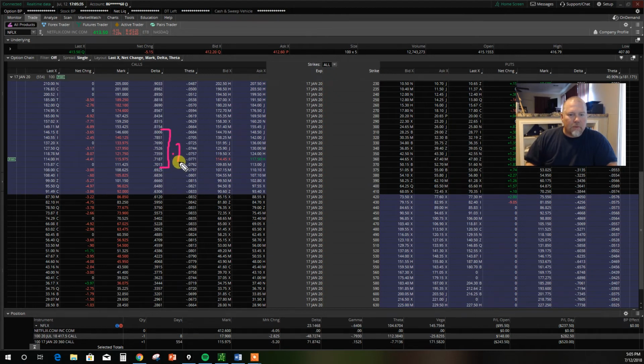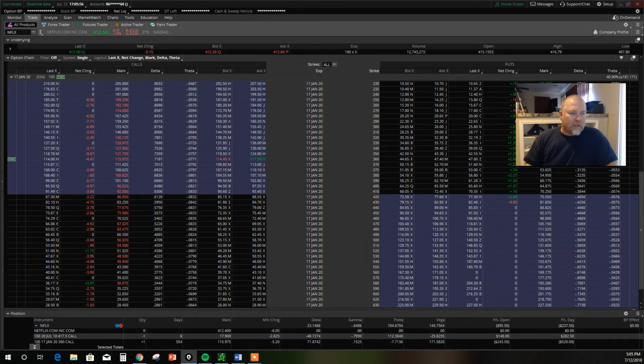This is 0.7 to 0.8. I was trying to draw a D right there, 0.7 delta to 0.8 delta. So this is easy, and over time I've learned to go almost always for that line right there, that 75 delta right there.